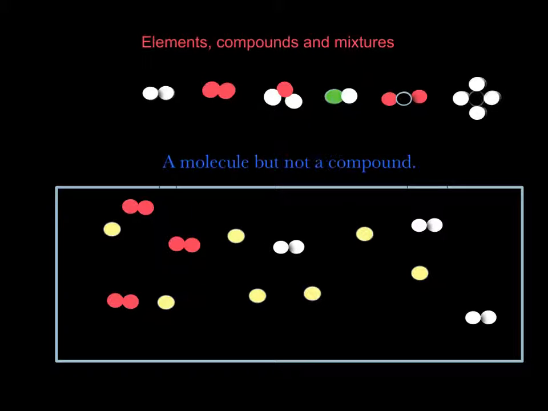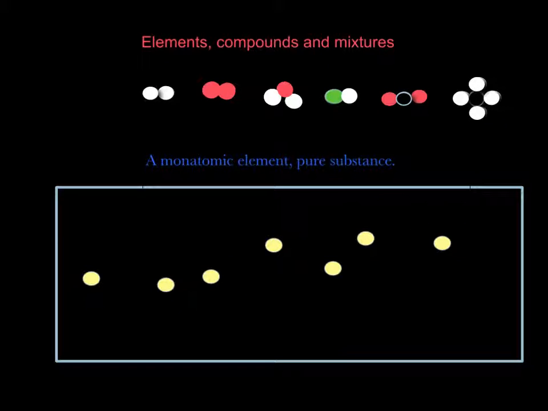Everything here is a molecule, and the compounds are things that are made up of different elements. So the green and white, the red and black, the black and white, and the white and red. So those are all compounds, so you cannot use those. A monatomic element is one atom in and of itself, and it has to be a pure substance, so it all has to be the same.